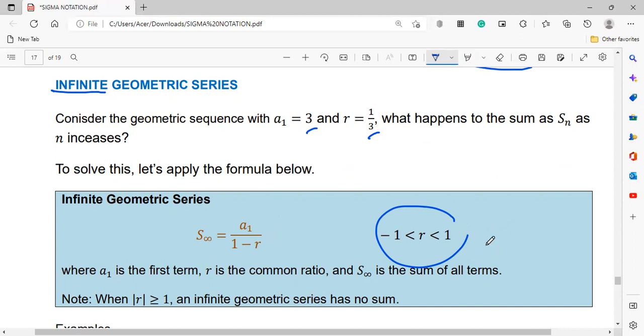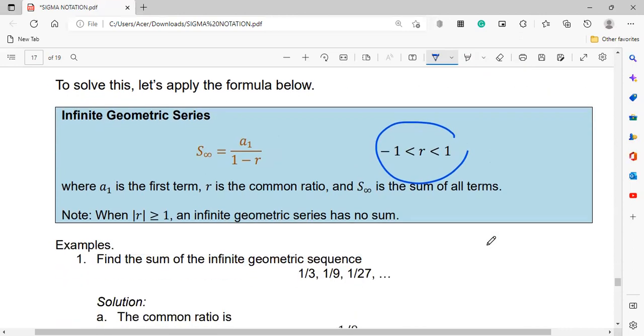Okay? So, it means that if the common ratio happens to be greater than 1, then there is no sum. So, I hope that is clear. Okay? So, our focus here, the common ratio should be less than 1, greater than -1, but not greater than or equal to 1. So, between -1 and 1.